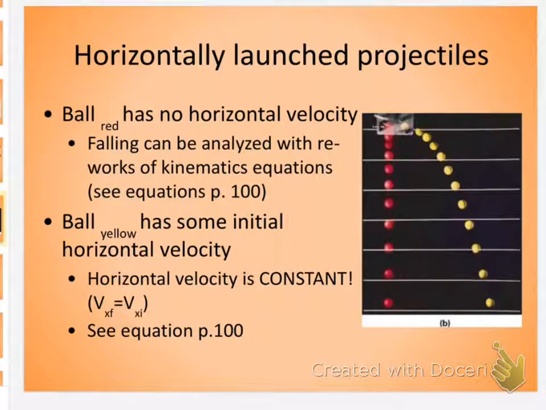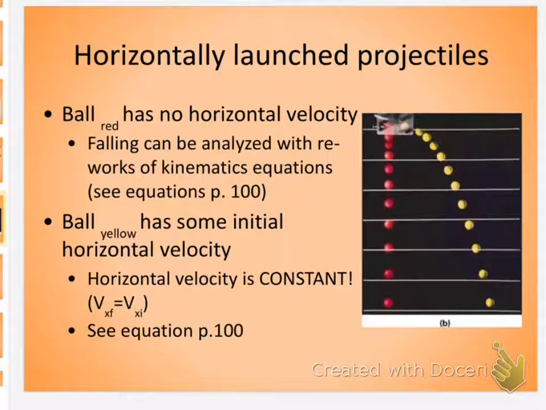So the red ball has no horizontal velocity. You've known how to do that since Chapter 2. The yellow ball has an initial horizontal velocity, but let me ask you this. Is there any acceleration on the x-axis if this does not have a rocket strapped to it? No. Is there acceleration on the y-axis? Yeah, but there is no acceleration on the x-axis, and that's really important. So the horizontal velocity is constant.